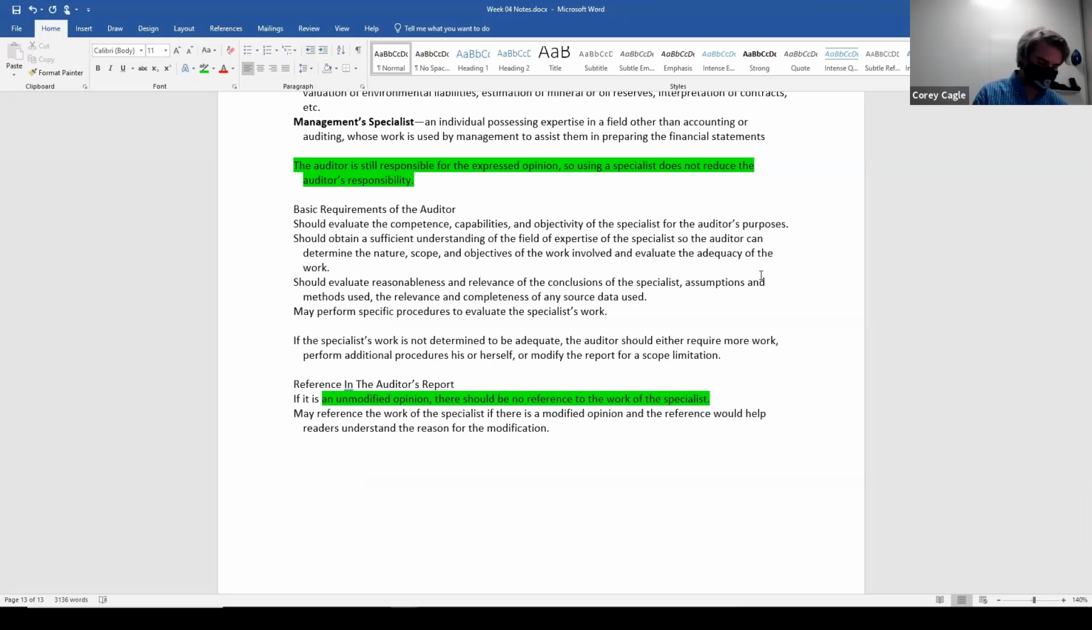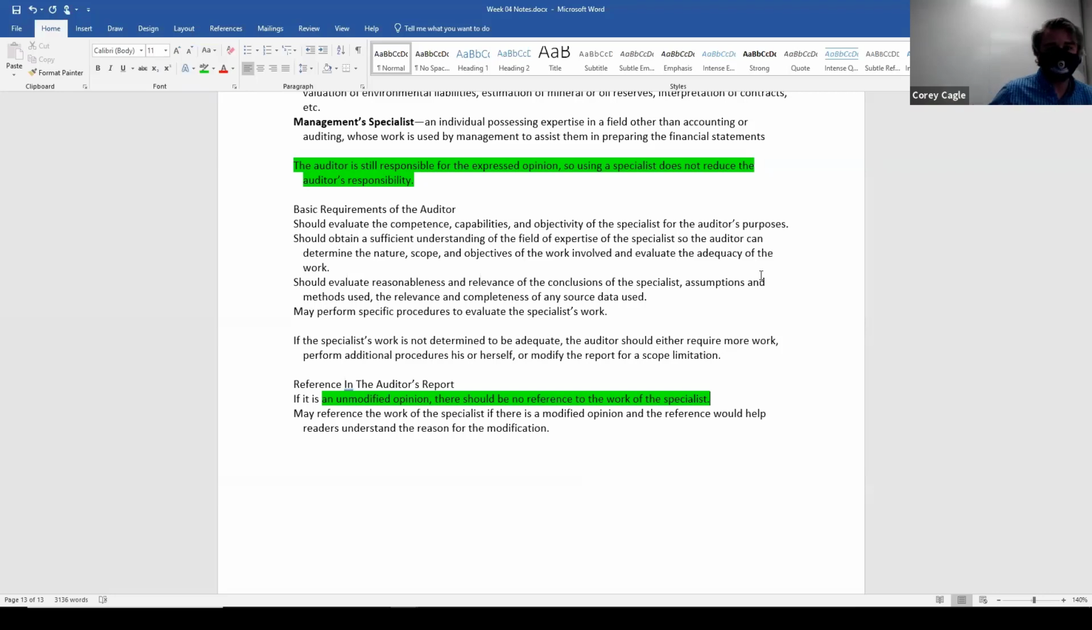So we've got, they saved that discussion toward the end, right? So, yeah, let's talk for a second. An unmodified report means everything's cool. You know, we've done our audit, we have gathered sufficient appropriate audit evidence, and we are satisfied that everything's presented fairly in accordance with GAAP. That is an unmodified audit opinion.